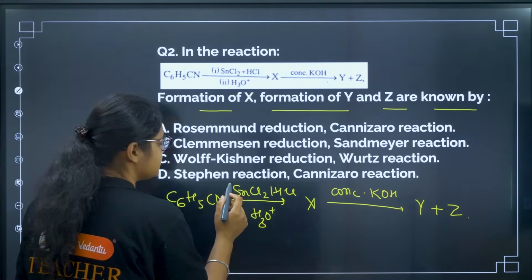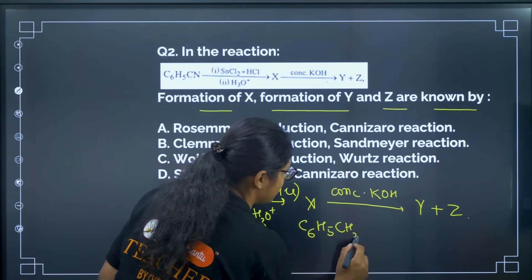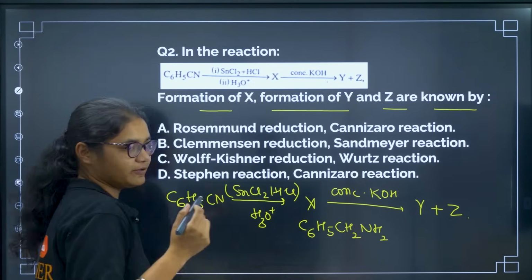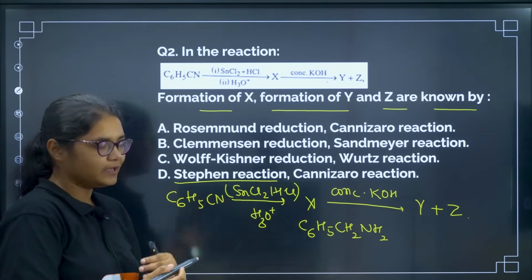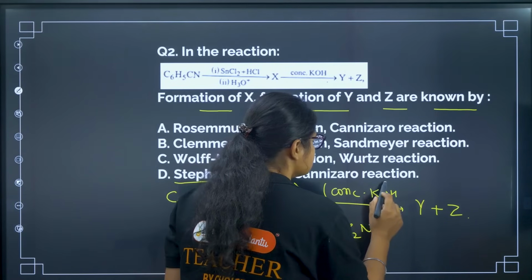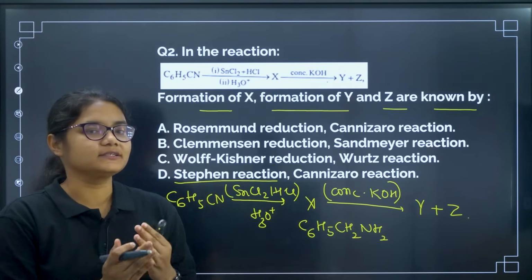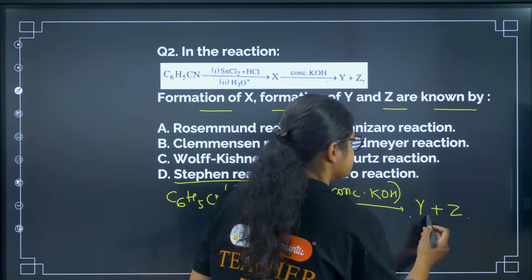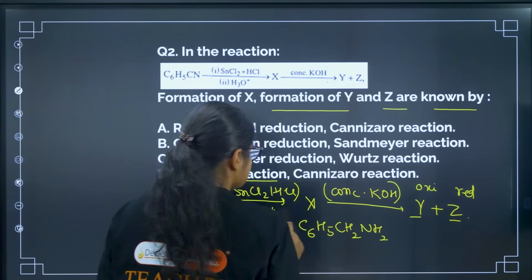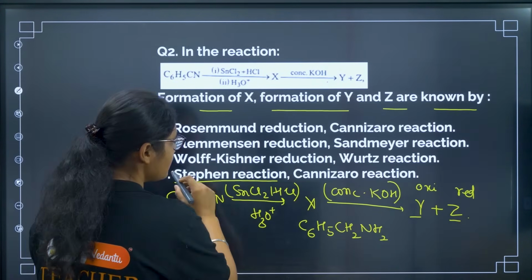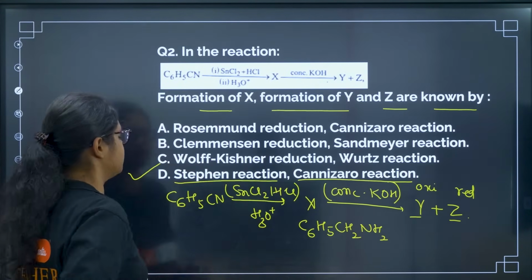First of all, SnCl2 and HCl will reduce this to C6H5CH=NH. This is the Stephen reduction reaction. You can see only one option has the Stephen reaction, so the correct answer will be option D. But let us see the next part also. Whenever you take concentrated alkaline medium, you must remember one very important name reaction, that is the Cannizzaro reaction. Y and Z will be, one your oxidized product and another your reduced product. So this will be your Cannizzaro reaction. So the correct answer for this question will be option D.